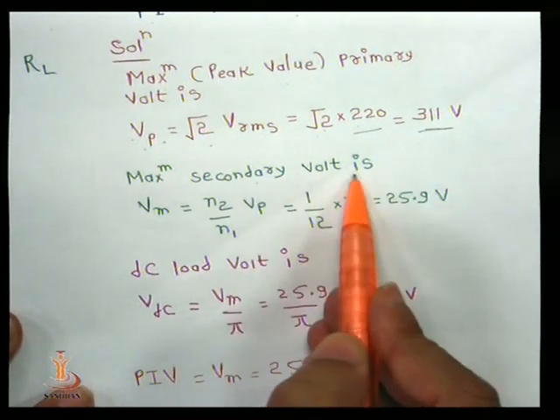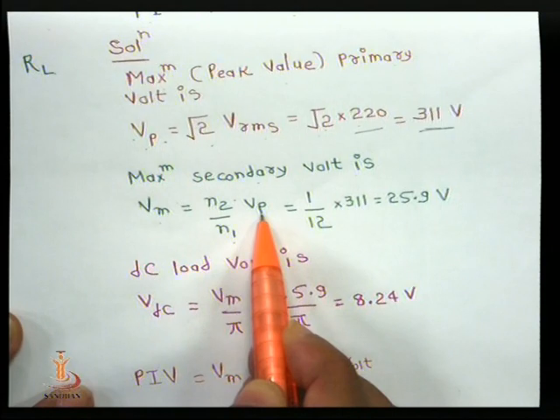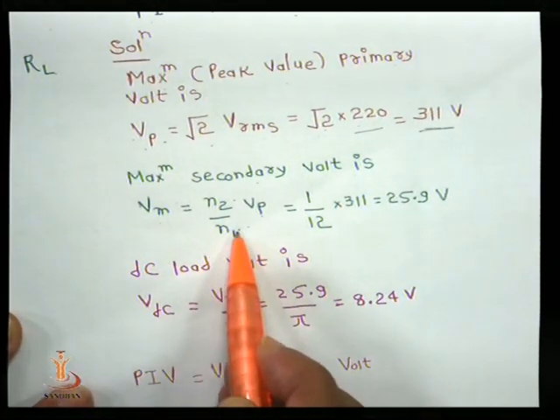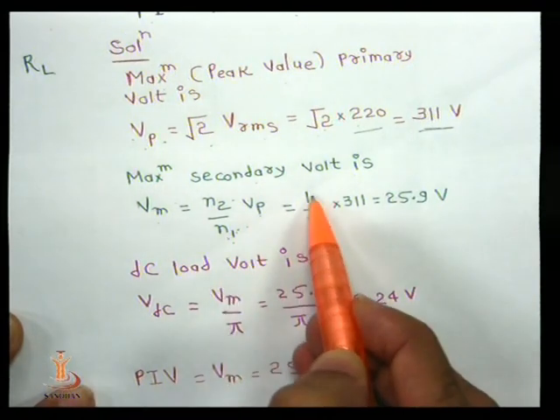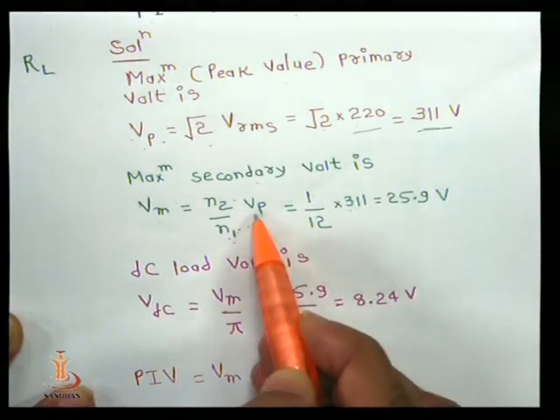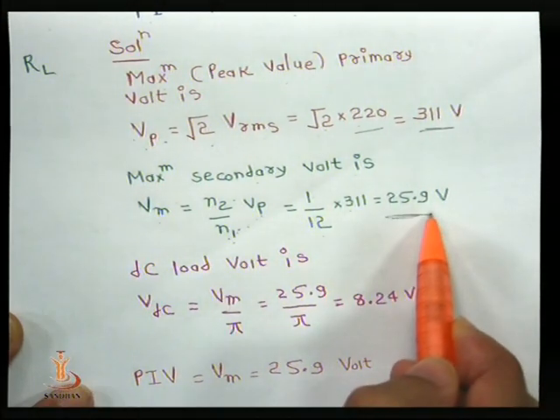The maximum secondary voltage is Vm equal to N2 by N1 into Vp. The formula has been narrated initially. The N2 by N1 ratio given in the numerical is 1:12, into Vp. What we have obtained is 311. If you calculate, we are getting 25.9.